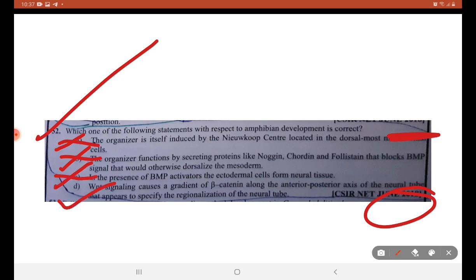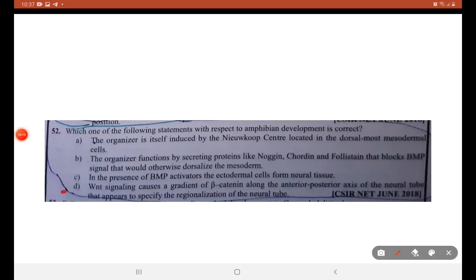Wnt signaling causes a gradient of beta-catenin along the anterior posterior axis of the neural tube and specifies the regional specification. So D is the right answer.